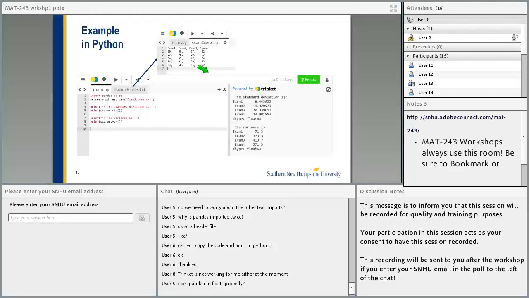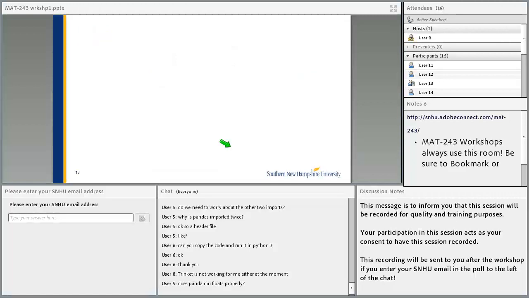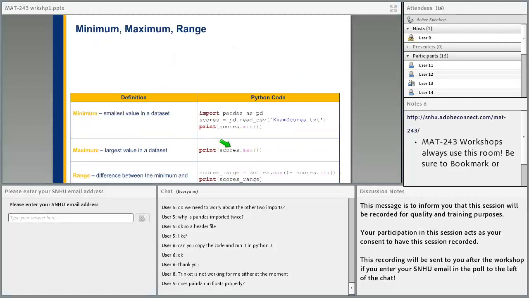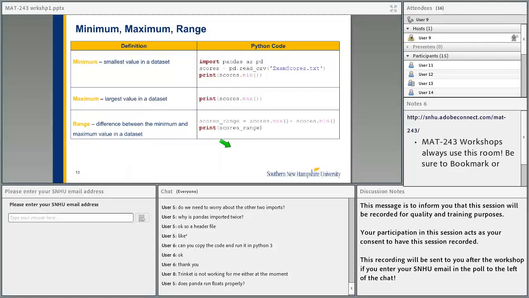Okay. This is again a screenshot from Trinket, where I'm finding the standard deviation and the variance. So for each of the 4 exams, you can see you will have the standard deviation and then the variance. Any questions so far before I move on to the minimum, maximum, and range?